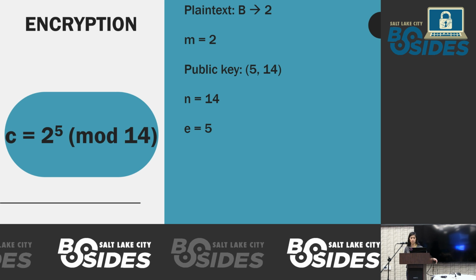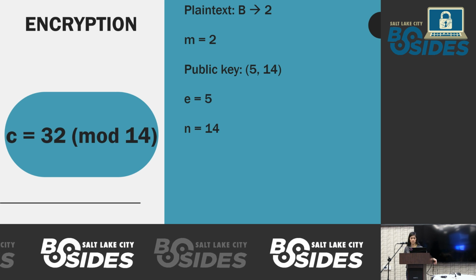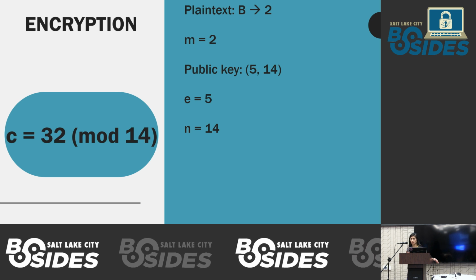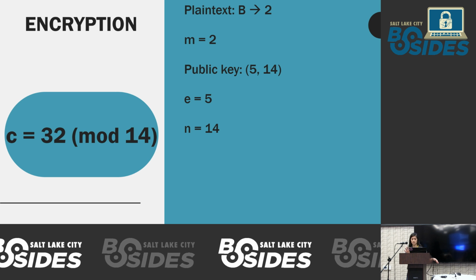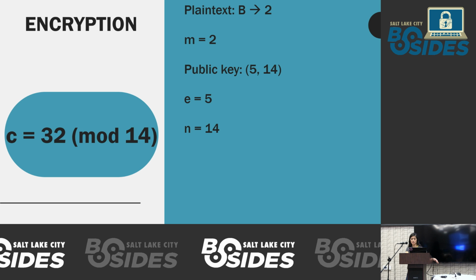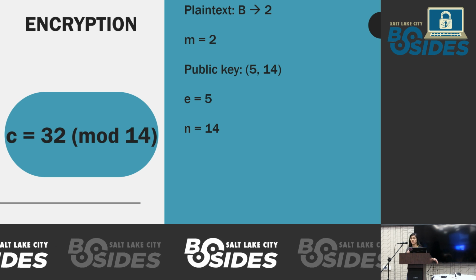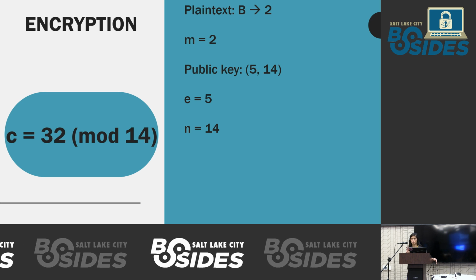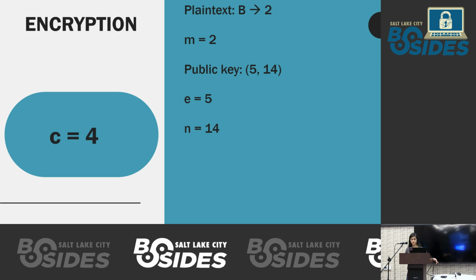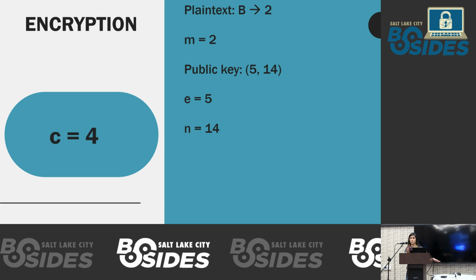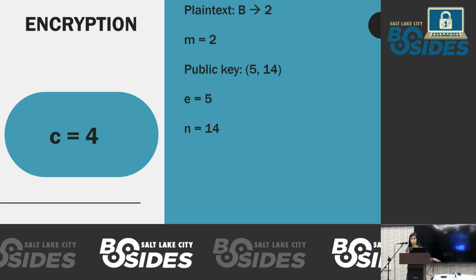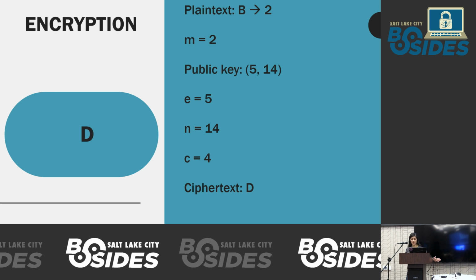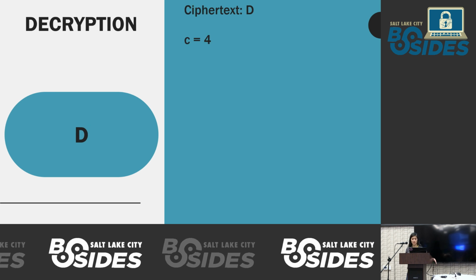We have 2 to the 5 mod 14. 2 to the 5 is 32. And mod 14 is basically the remainder. If you remember doing math in 4th grade, you divide a number however many times it goes evenly, and then you have some leftover that becomes the decimal or your remainder. So 14 goes into 32 cleanly twice, gives us 28. The leftover is 4. So we've successfully encrypted our message of B into 4, which will represent the letter D, because it's the 4th letter. So that is the message that will be sent across the wire.